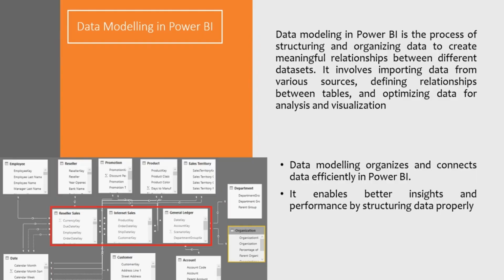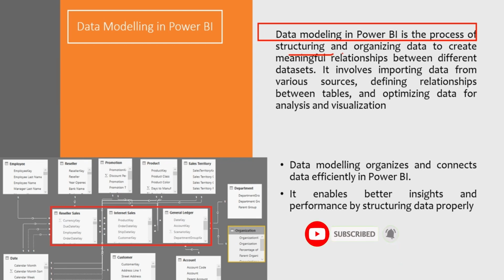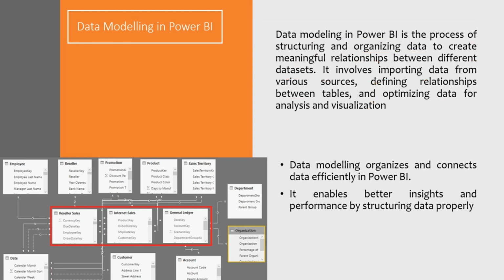So what is data modeling? Data modeling is the process of structuring and organizing data to create meaningful relationships between different data sets. Look at the keywords here: different data sets. It involves importing the data from different sources, could be web, it could be Excel, it could be CSV, it could be database, and so on. Defining the relationship between the tables and optimizing the data for analysis and visualization.